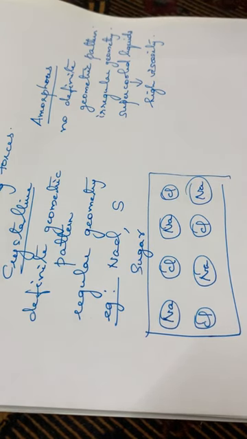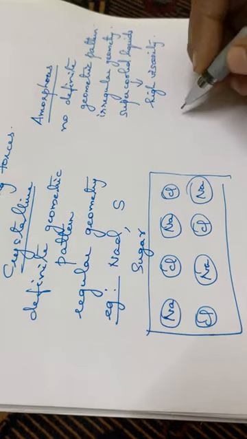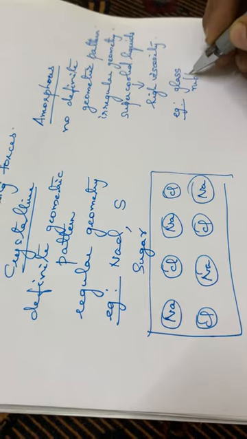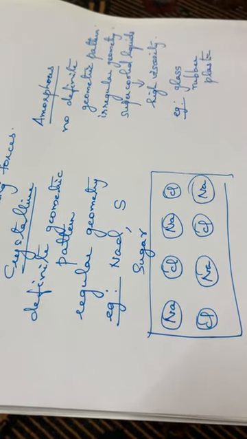But in the case of amorphous solids, there is no definite regular geometry. An example of an amorphous solid is glass. Some other amorphous solids are rubber, again an amorphous one, and plastic. So these are some of the examples.